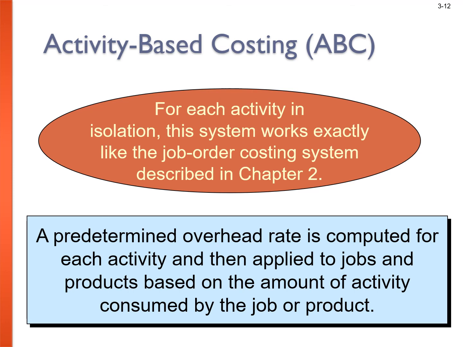For each activity in isolation, by itself, this system works exactly like the job order costing system. A predetermined overhead rate is computed for each activity and then applied to the jobs and products based on the amount of activity consumed by that job or product. But it's not one predetermined overhead rate for everything. And that's the key. We're breaking the plant or the department down into activities and then determining a predetermined overhead rate for each activity.